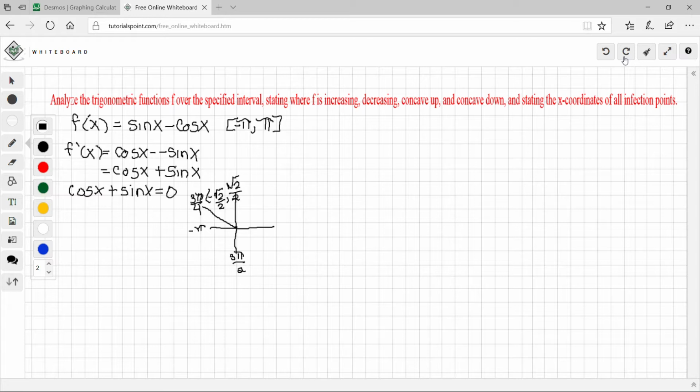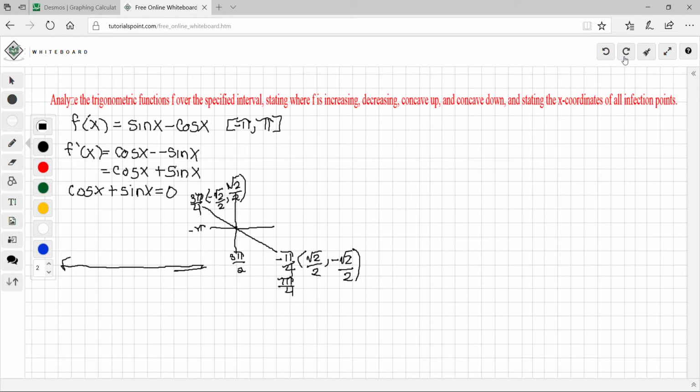What else can we use? We can use negative pi over 4, which is the same thing as 7 pi over 4, right? And the coordinates are positive root 2 over 2, comma negative root 2 over 2. So when you add those, that gives you 0, so we can use that one.